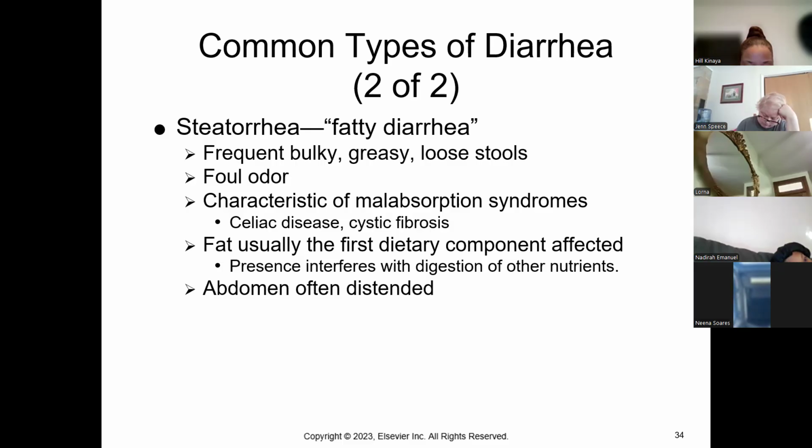Here, the intake is not digested or absorbed. Fat is usually the first dietary component affected, and the presence of fat interferes with digestion of other nutrients. The abdomen will be distended because of the bulk in the intestines. Malnutrition is apparent in other tissue unless disguised by edema caused by low protein levels, or hypoproteinemia.